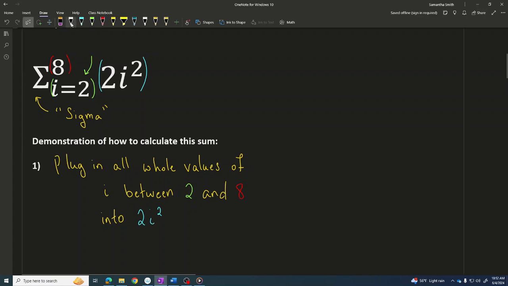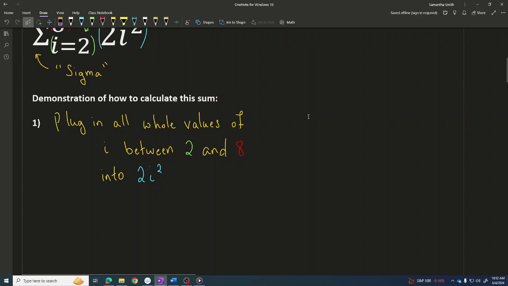So let me show you in more detail what I mean. I would start with the first value of i, the one given to me here at the bottom of the sigma, i equals 2. And I would plug that i value into my formula, and I would get 2 times the first i value, i equals 2, quantity squared. Then I would go up to the next whole value of i. So from 2, the next whole value of i would be 3. And I would plug that value of i equals 3 into this formula 2i squared. So now it's 2 times 3 squared.